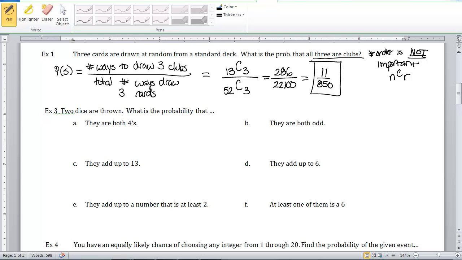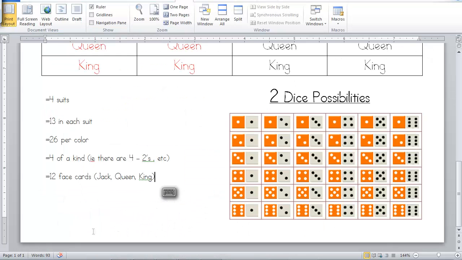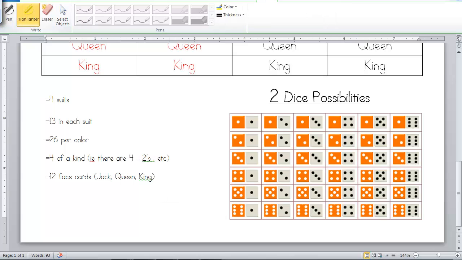It says that 2 dice are going to be thrown, and we want to know the different probabilities. Again, if 2 dice are being thrown, I would direct you to your deck of cards sheet. At the bottom, there was this list of 2 dice possibilities. In example 3, we want to know the probability that both dice are going to be 4s. So if I look on the deck of cards sheet, this is the only place where I see both dice being 4s. So that means out of the 36 possibilities, 6 times 6, only one of them is a success of both dice being 4s.